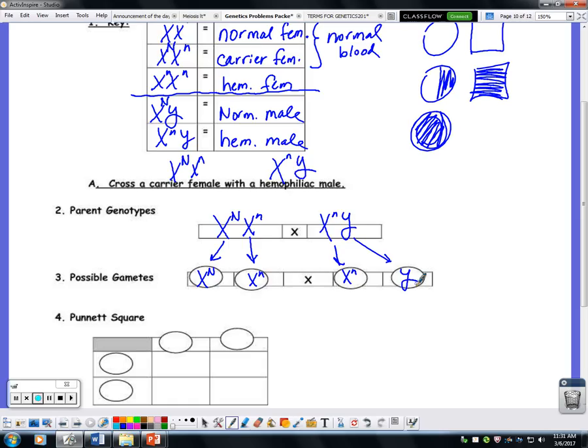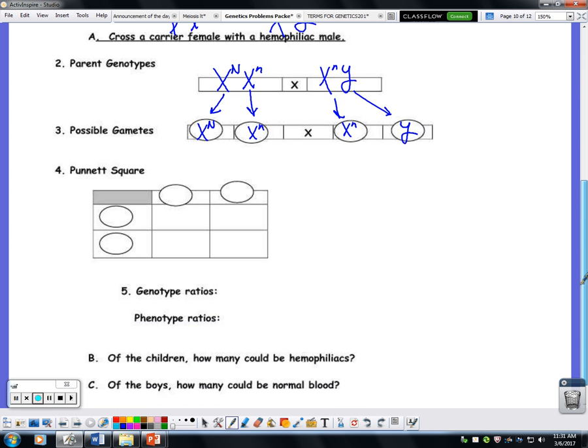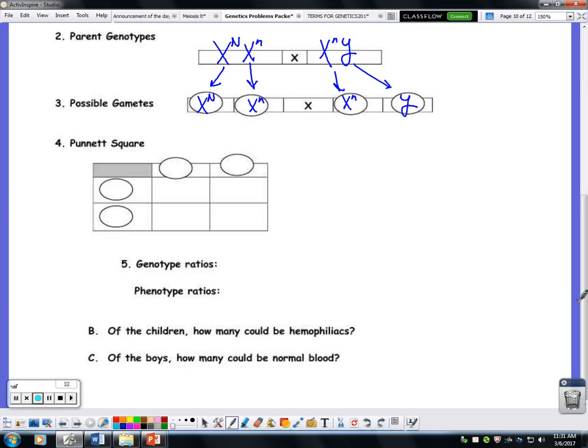All right, put your parents in the gametes, whatever's in the circle, put them there. I don't care what parent you put where. I usually put the female, the mom, on the top, and dad to the side. Doesn't matter. So X big N, X little n for mom. Check, check. Dad is X little n, and Y. Check. You could put dad up here, X little n, Y, and X big N, X little n for mom. I don't care. It's going to turn out the same way.